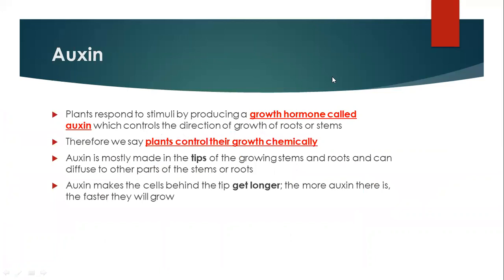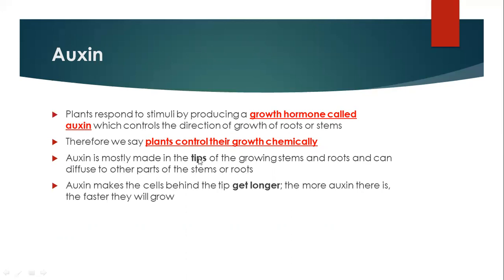Okay. In order to do this movement, the explanation is in this growth hormone called auxin in the plant. This auxin is the main playing factor here, which controls the direction of growth of roots and stem. Therefore, we say that plants control their growth chemically because it is controlled through this growth hormone. And auxin is mostly made in the tips of the growing stem and roots, and can diffuse to the other parts of the stem or roots.